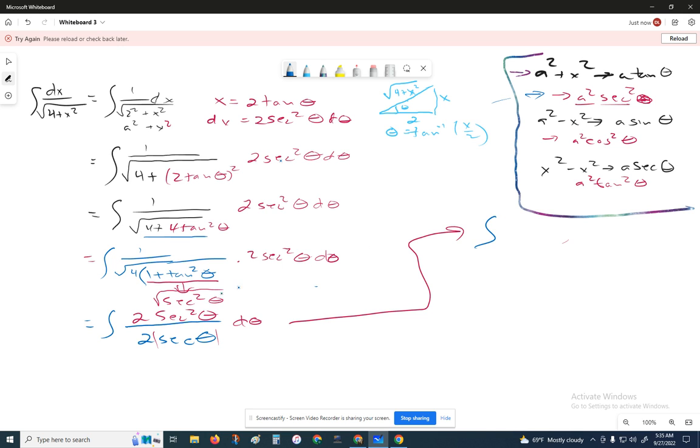We end up with the integral. We clean this up. 2's cancel. And we're left with secant theta d theta. So now we can integrate secant of theta. And that's one of the extra ones on the side. So the integral of secant of theta is the natural log of the absolute value of the secant of theta plus the tangent of theta, and that would be plus c.